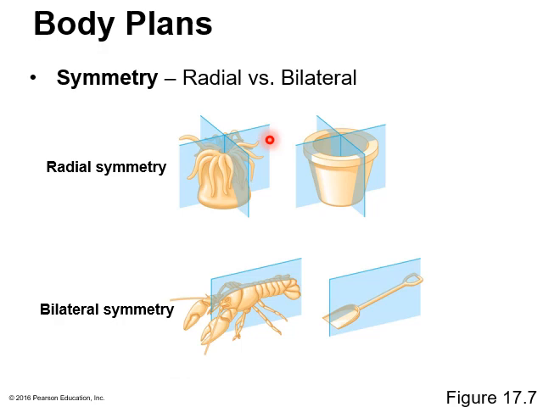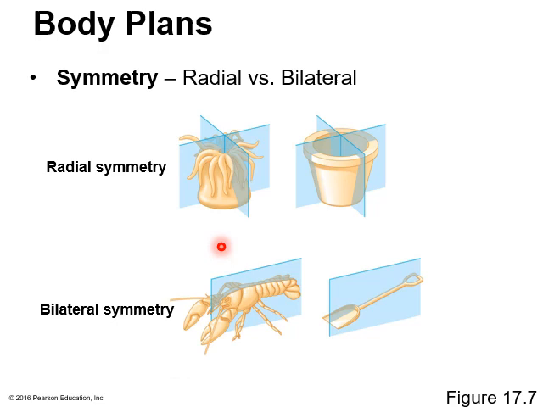Where we can truly distinguish between radial and bilateral organisms is that a radial organism has many left and right sides, right? You can cut a radial organism up many ways and have mirror images. If you cut it this way, these two sides are mirrors. You could cut it this way, along this blue line, and these two sides are mirrors. Basically, you can cut it a lot of different ways and have mirror-imaged left and right sides.